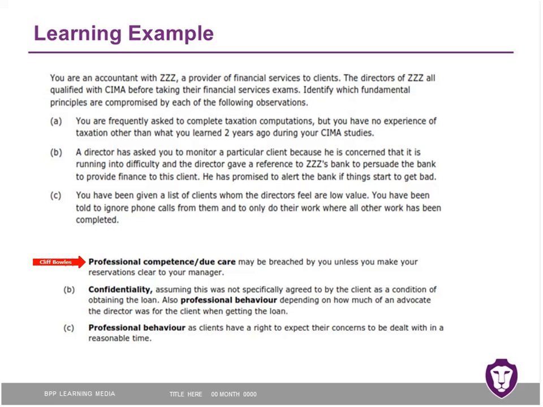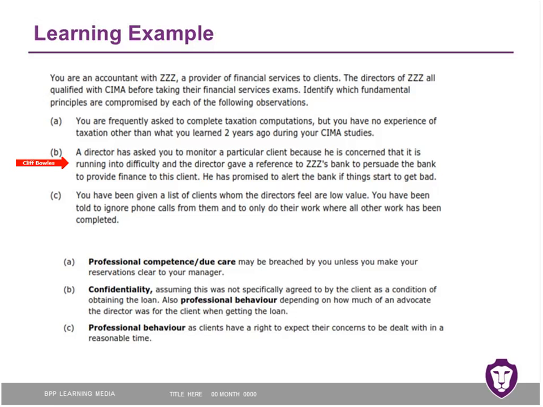You don't need to put this because it doesn't say that, but it's just explaining it to you here. Professional competence: directors ask you to monitor a particular client. He's concerned they're running into difficulties, given a reference to the bank. He's promised to alert the bank if things start to get bad. Well, confidentiality. Also, could be professional behaviour, depending on how much he was an advocate.